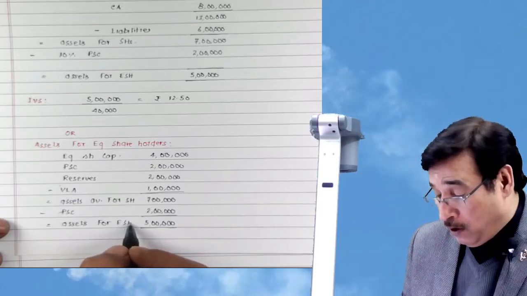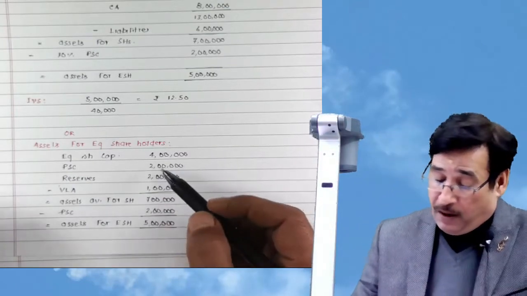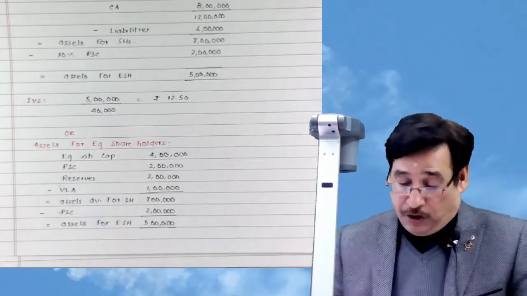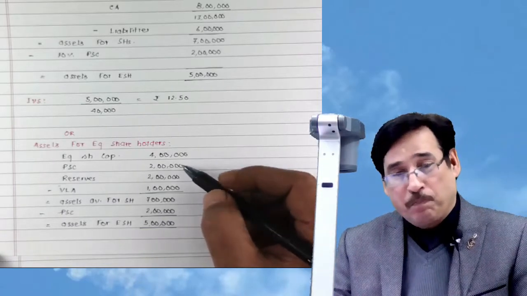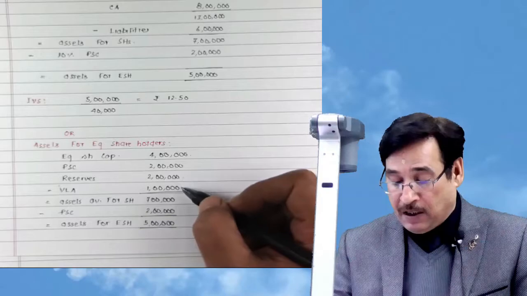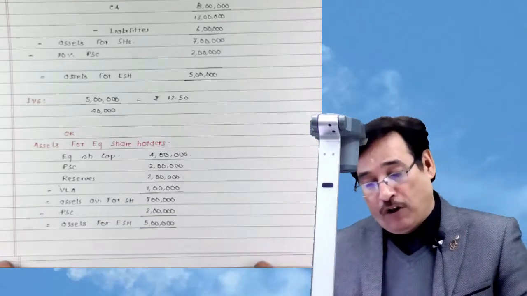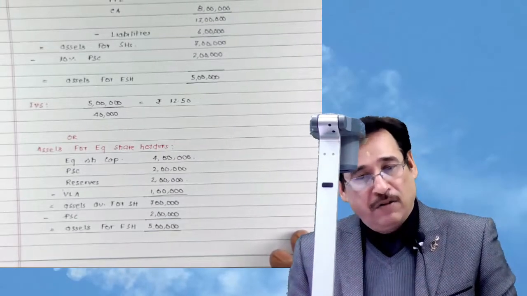Assets for equity shareholders. So you can get assets available for equity shares. You got my point. In fact, suppose balance sheet is not given. In that case, it is better not to include preference share capital. Directly take equity share capital, reserve and valueless asset, and you can directly get assets available for equity share. Is it clear to you or not?